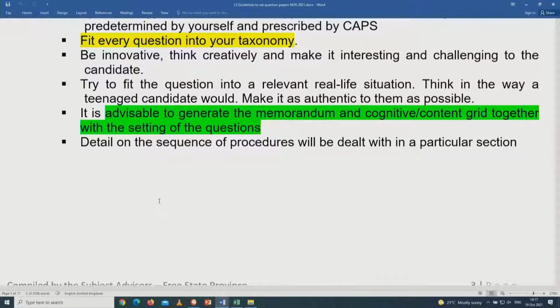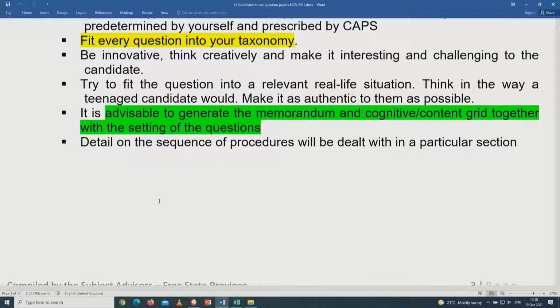I cannot emphasize this enough. While you're busy setting your paper, if you work on the computer, split your screens, open two documents, your paper and your memo, or marking guideline for that matter. And when you identify a question and when you formulate a question, immediately write the memorandum.